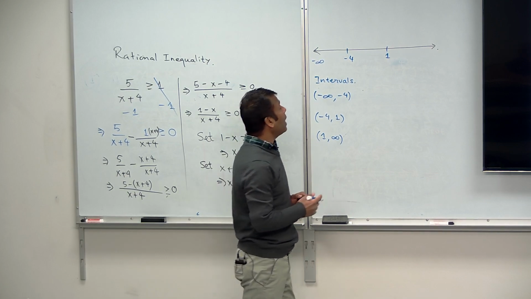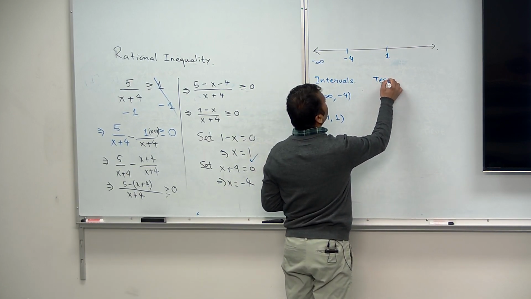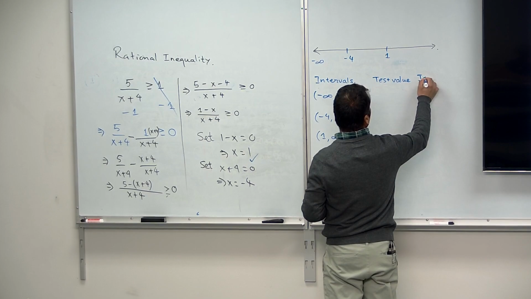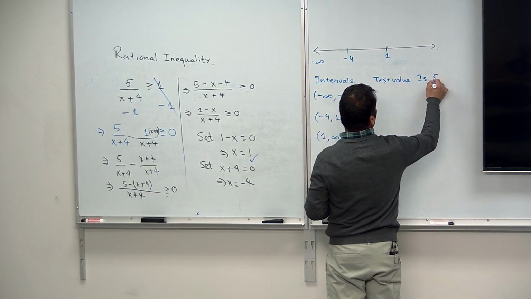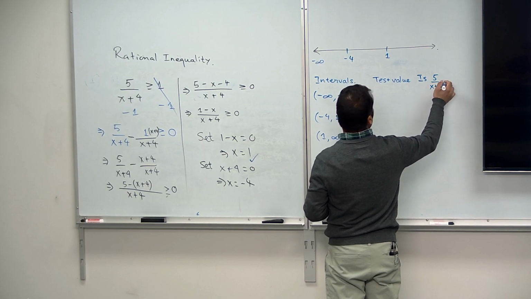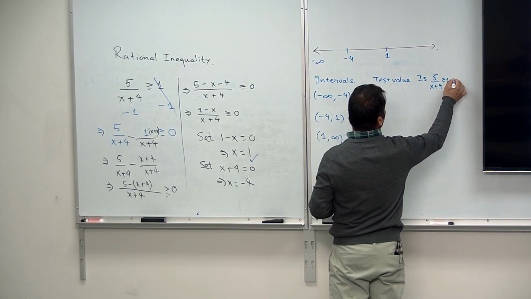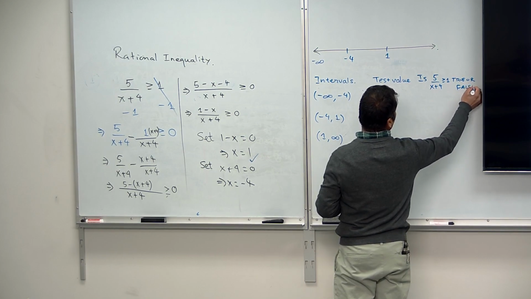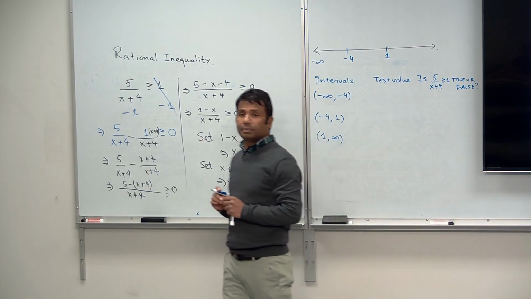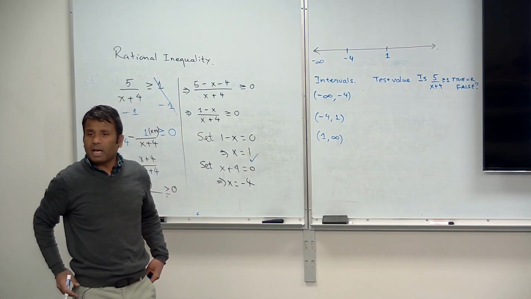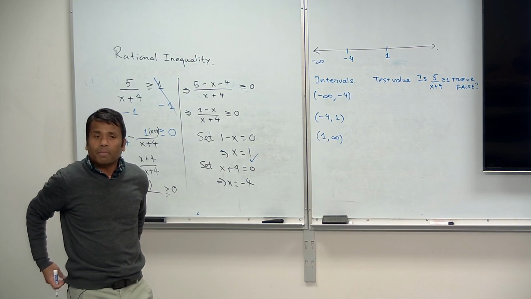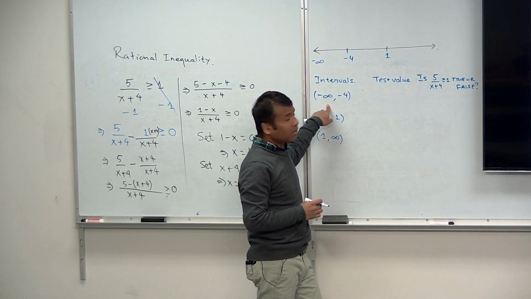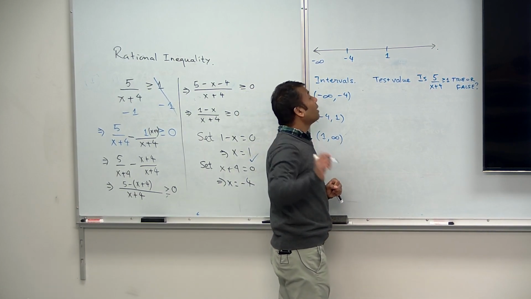And then we have to pick test values, and then we have to answer the question: is 5 over x plus 4 greater or equal to 1 true or false? So this is the question we have to answer. Make sense, guys? So now, what do you want to pick as a test value? Negative 5, yes.